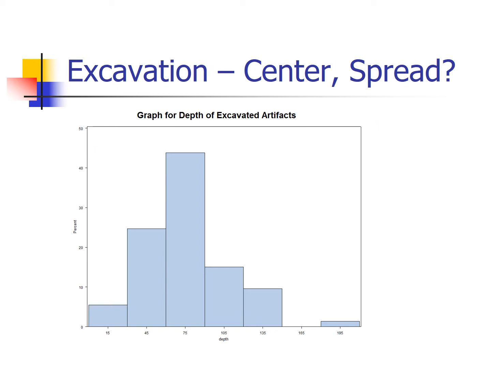So here's our histogram for our excavated artifacts. What might we say about center and spread? How might we define an average value, or how might we describe the variability in this data set? I'll give you a couple seconds to think about it.